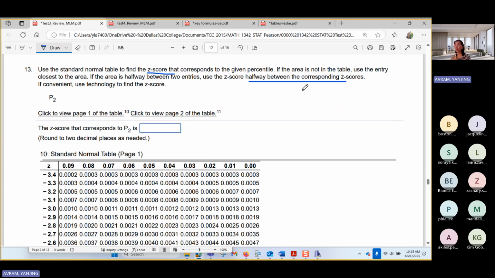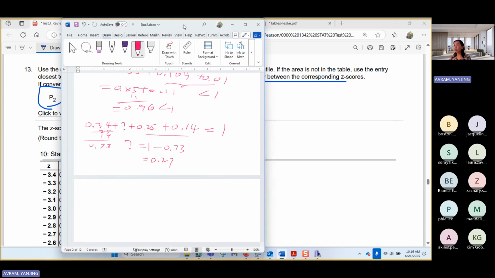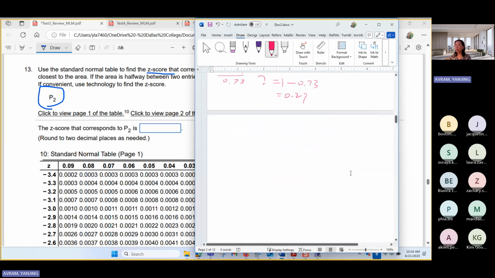That's why I always like to use a calculator for this table-based work, because I don't have to consider the average or the left and the right. The calculator always gives you the best value. Okay, so what is P2? P2 is the 2nd percentile. What does the 2nd percentile mean here? Percentile means area to the left. When you say P2, it is 2%.